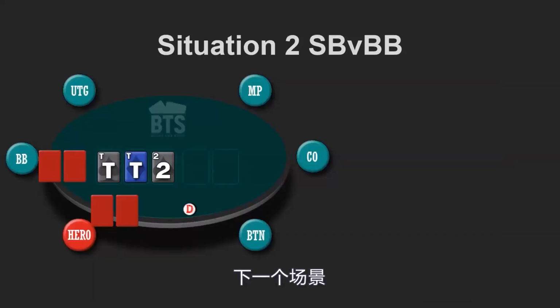All right, so now the next situation here is we are opening small blind, big blind calls. The turn is the 10-10-deuce flush draw.